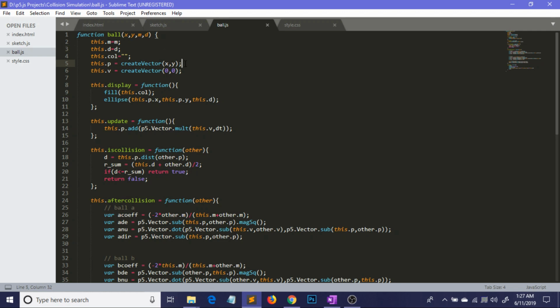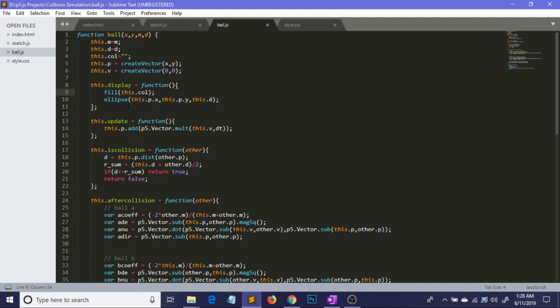and here you can see that I have created a vector. Well, in p5.js you can create a vector by just writing this line, create vector. So this.p is a vector which takes the x coordinate and y coordinate. And then I have declared another vector, this.v, which represents the velocity vector obviously, and initially I am just passing two values, 0 and 0.